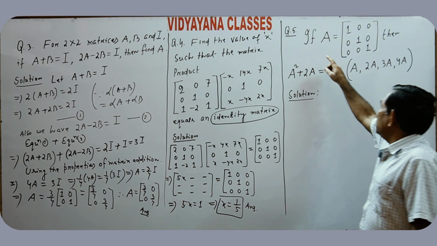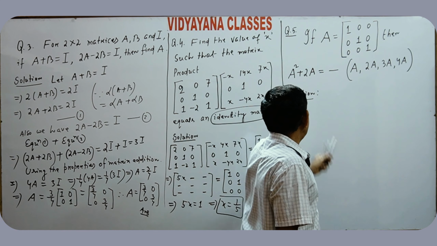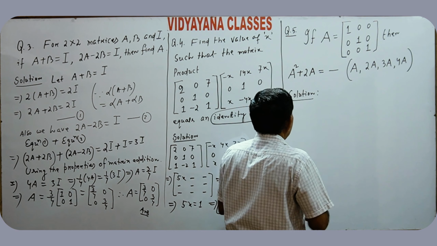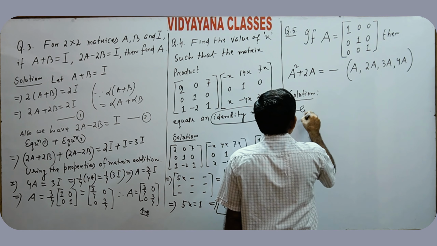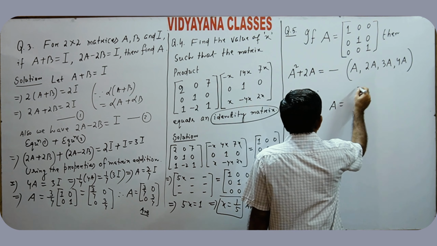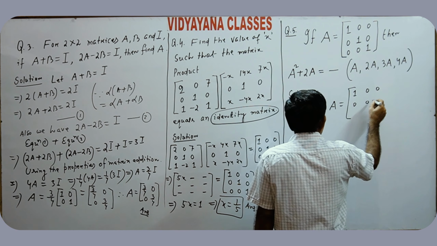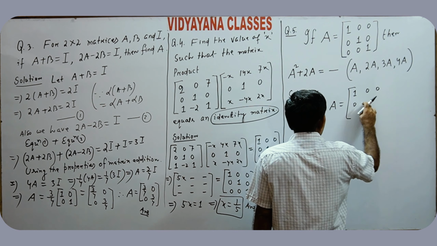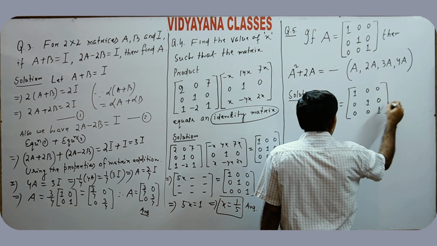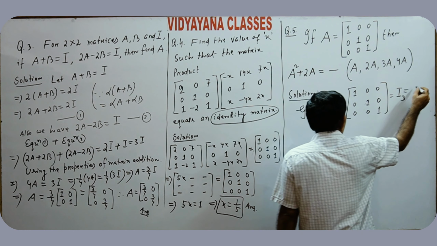Next, question number 5. If A is a unit matrix of order 3, A square plus 2A is equal to dash. Given A is the unit matrix of order 3, 1, 0, 0, 0, 1, 0, 0, 0, 1. It is a unit matrix of order 3, which is written as I3 or I.